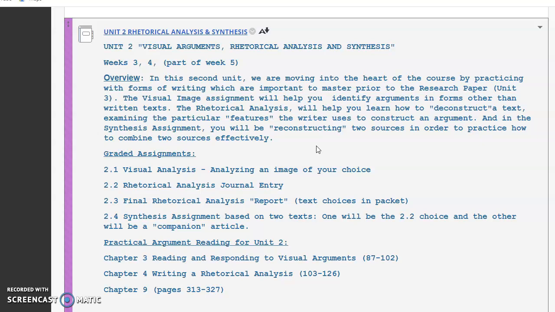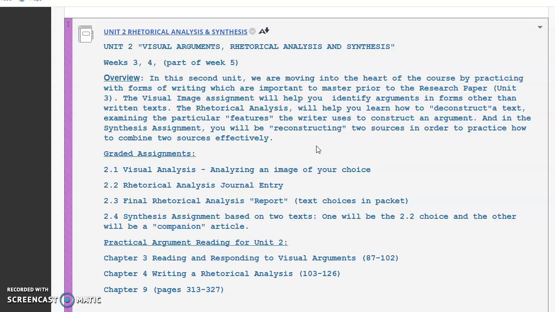So it does start out with a sort of lightweight, easier assignment with the visual analysis, but then we really dive into two assignments that are really going to help you out when it comes to doing your research paper, which is what Unit 3 is all about. So here goes. Here is the overview for this unit. We're moving into the heart of the course by practicing with forms of writing that are going to be important as you gear up to do your research paper.